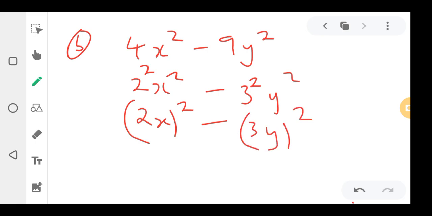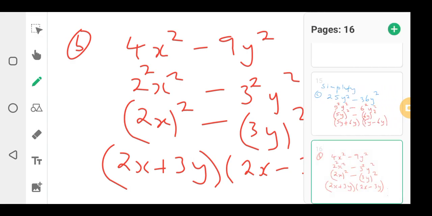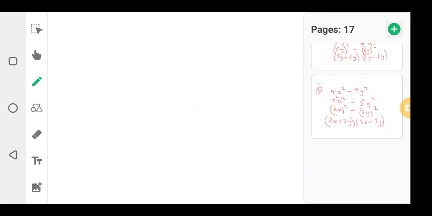And then there, what do you have? So here you say 2x plus 3y. Pick the 3y this side since there are two of them. Again 2x minus 3y closed. That's how you solve this type of questions. Okay?